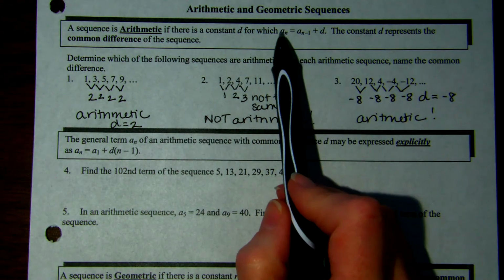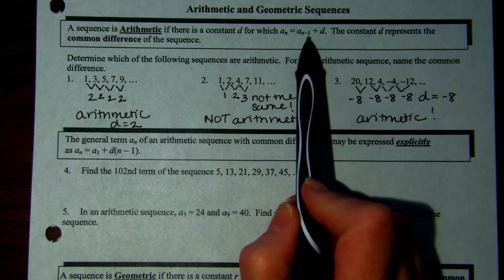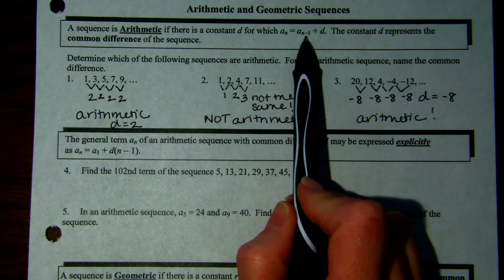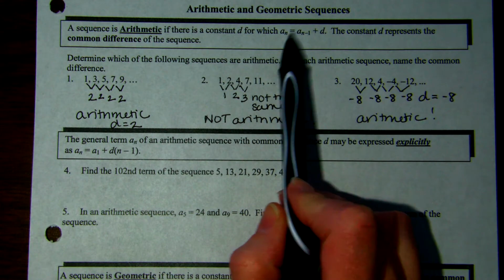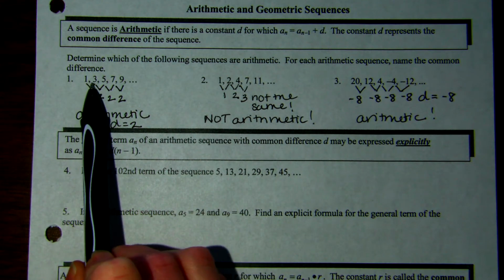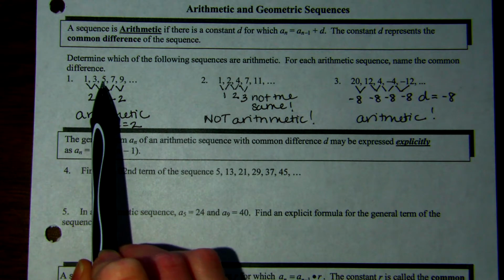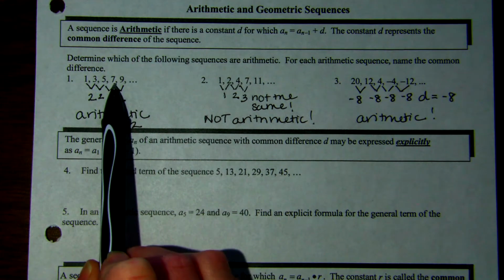Now, this is a recursive formula, meaning that we have to use the term directly in front of us to get our current term. We have to go from 1 to 3, and we have to use 1 to get to 3. And to get to 5, we have to use 3. We have to add 2 to the term directly in front of the one we're looking for.